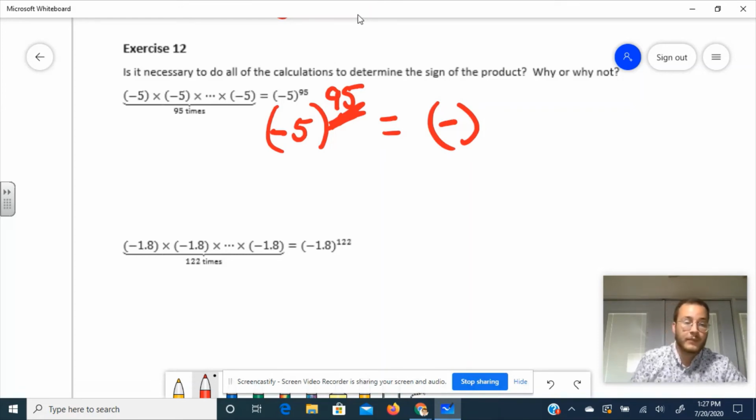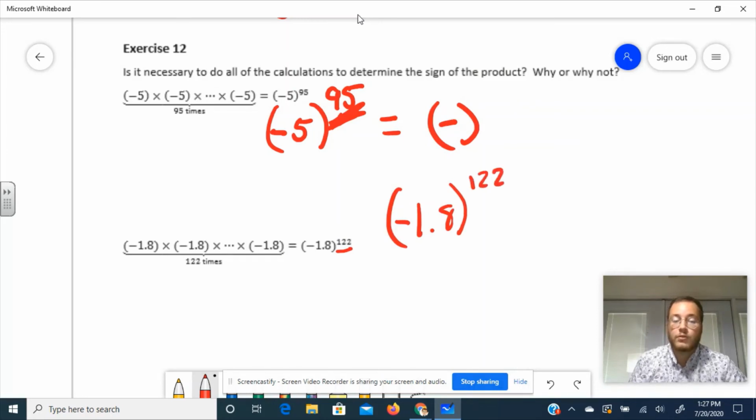So if I have negative 1 8/10 repeated 122 times, so I have negative 1 8/10 to the 122nd power, I have a negative number in the parentheses to an even number. So can you tell me what the sign would be? I know that if I have a negative number to an even power, my sign is definitely going to be positive. I don't know the answer because I didn't do it, but I do know for sure that it is going to be a positive number.